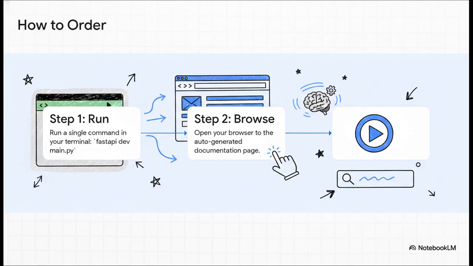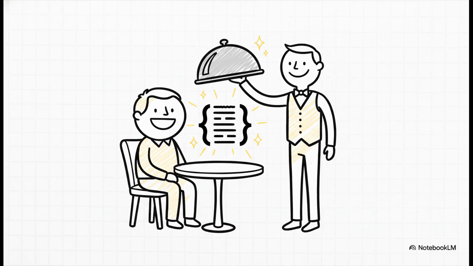FastAPI spins up the server and automatically creates this beautiful, interactive documentation page for you. All you have to do is open that page in your browser, type in a question, and hit execute. And voila! Just like that, the order is sent to the kitchen and the chef sends back a perfectly prepared dish. You get this nice, clean JSON response with the generated text inside. Our restaurant is officially open for business.